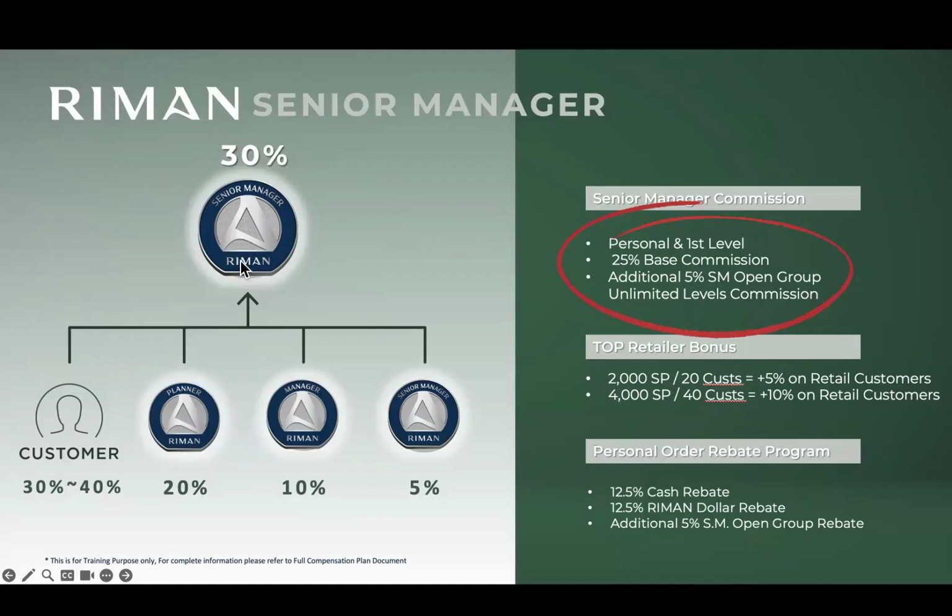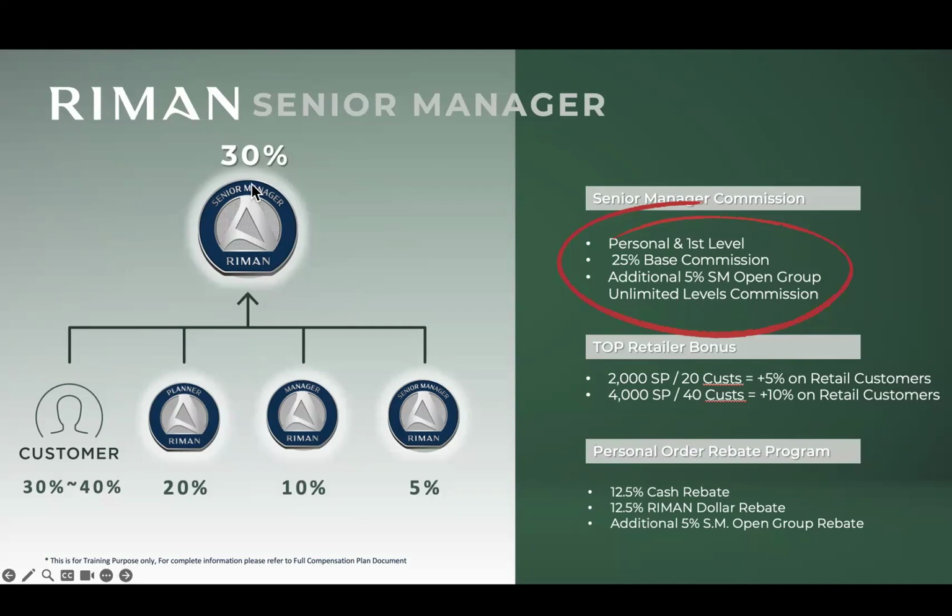Now, here's what I want to tell you. Here as well, you will have something called a differential payout. But here, as I explained, you're going to get paid on your personal and your first level a 25% base commission. What that means is when you have a differential payout, technically you're getting 25% differential plus the 5% open group, on your SM open group. I know this is kind of confusing, but stay with me, okay?